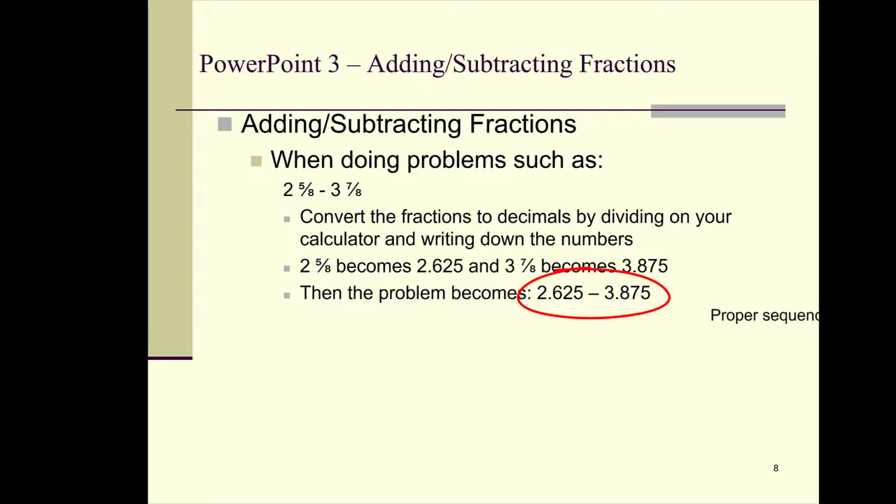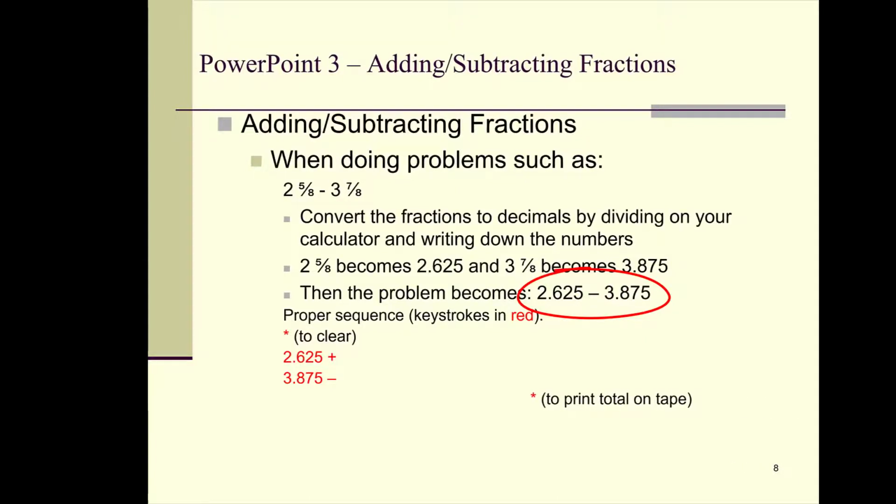To do that, here are the proper keystrokes. We're going to clear asterisk, 2.625 plus, 3.875 minus, and we're done adding and subtracting, so we hit asterisk again. And then we should get an answer of negative 1.25.